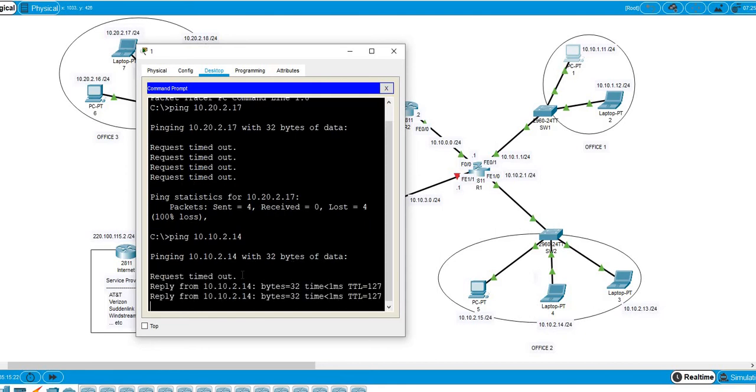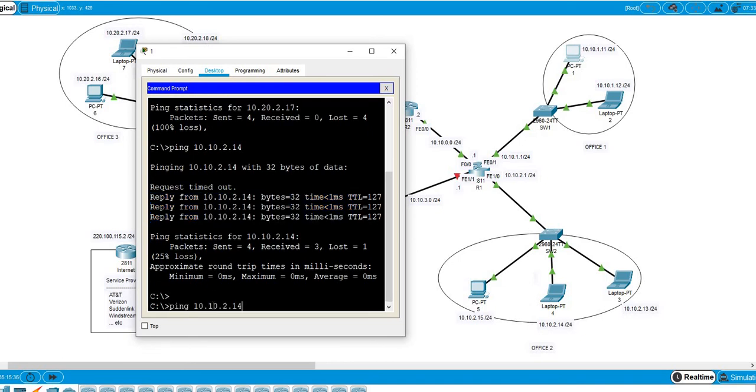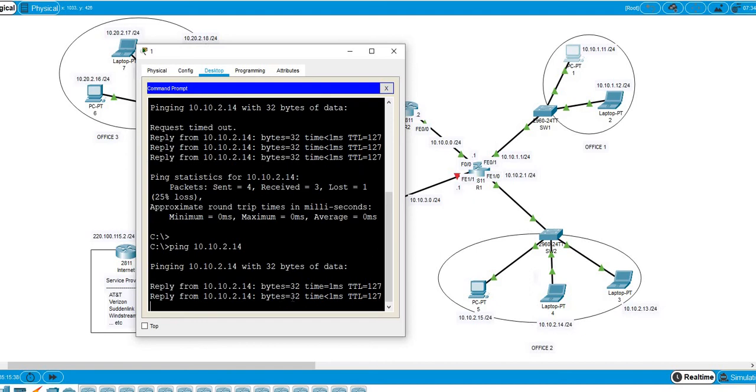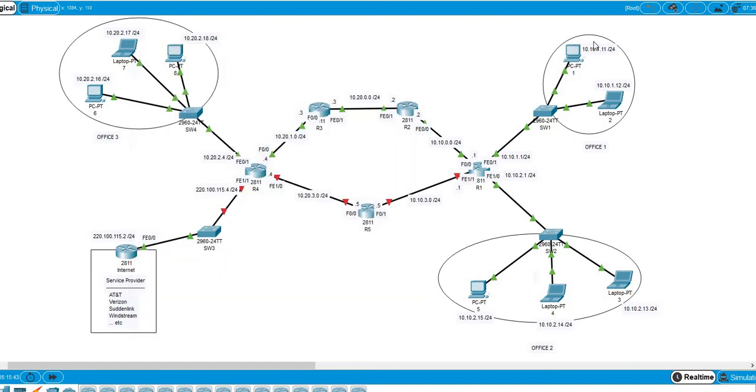There we go. The first ping dropped because the address resolution protocol, ARP, was updating, but you can see the next 3 pings were successful. So there's connectivity between Office 1 and Office 2. Okay, if you do it again, it's going to be 100% successful. Great. So Office 1 and Office 2 have connectivity to each other.